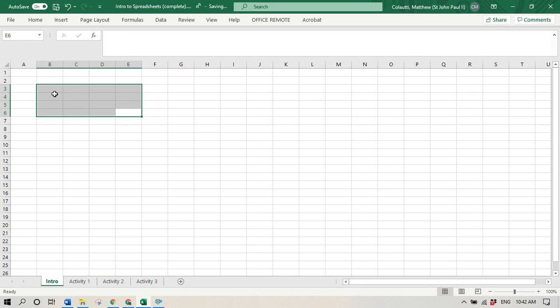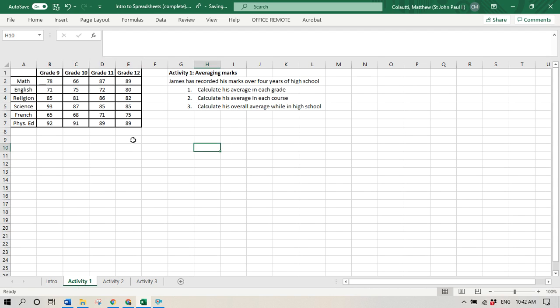Anyways, let's use this spreadsheet to do some math and some calculations. So my first example, my first activity, averaging marks. So James has recorded his marks over 4 years of high school. So in grade 9, 10, 11, 12, and there are his marks in a whole bunch of subjects that he took every year. What is his average in each grade?